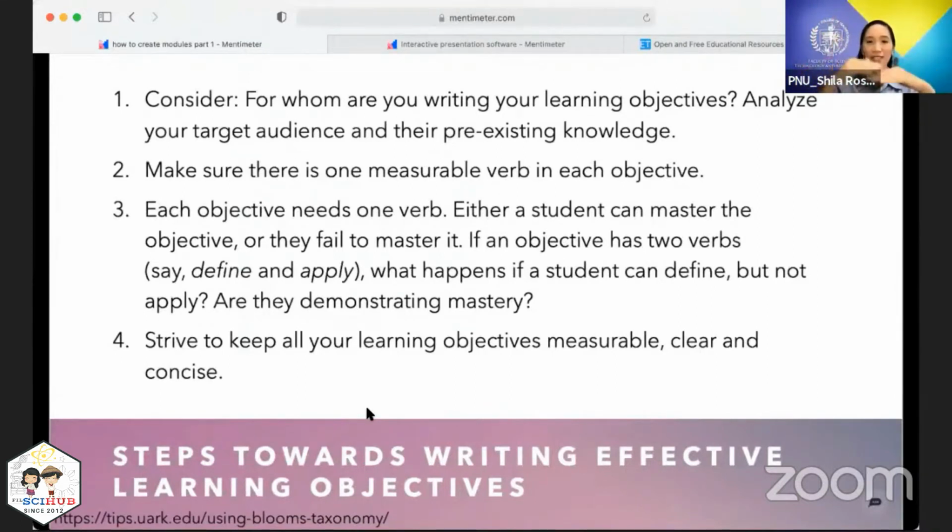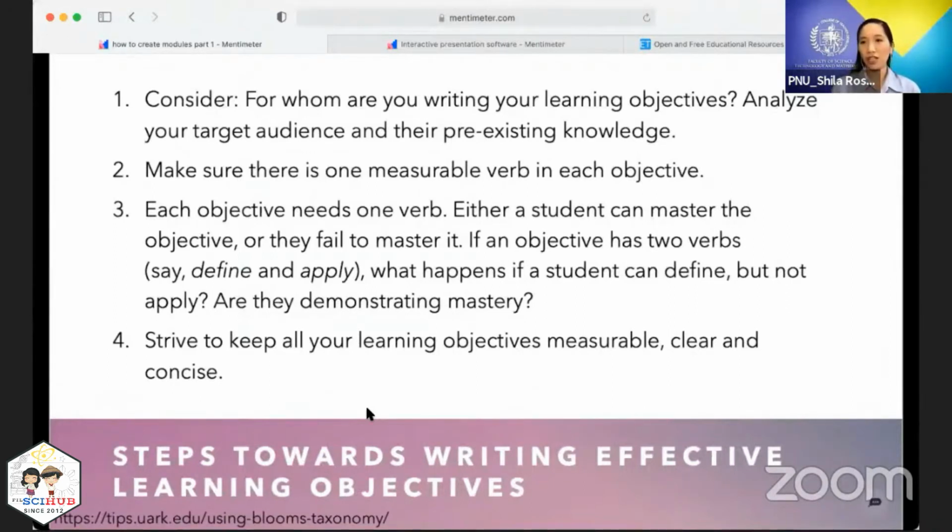Remember, the objective has to be met first before you can actually say that the goal has been met, or in our case, the learning competency has been met. So, kung hindi niya ma-attain yan, edi hindi mo rin ma-attain ang MELC. Frustrating for everyone. Okay. Then number 4, strive to keep all your learning objectives measurable, clear, and concise.